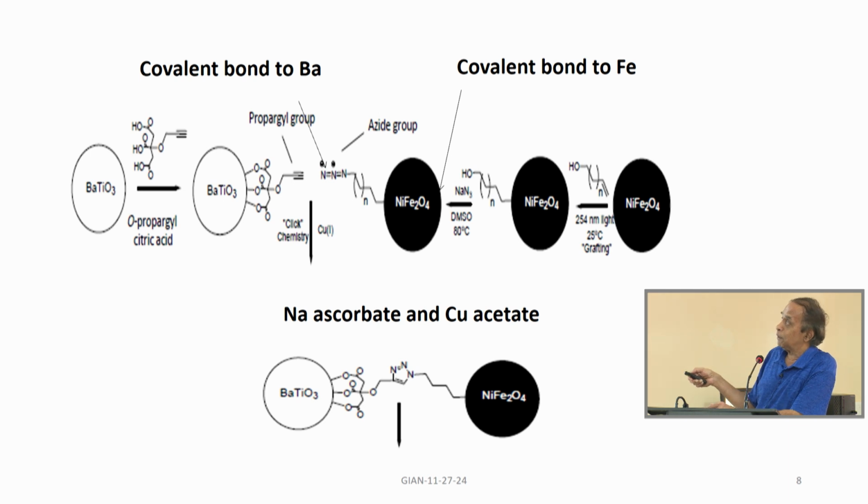By the way, of the two groups, one attaches itself to the barium in barium titanate, the other one to the iron in the nickel ferrite, and the attachment is quite strong. It can overcome the thermal energy at room temperature, and then when you bring them together in the presence of the copper catalyst, the click reaction takes place, and the bond is very strong, and it can withstand any kind of thermal energy, at least until room temperature and slightly above room temperature.